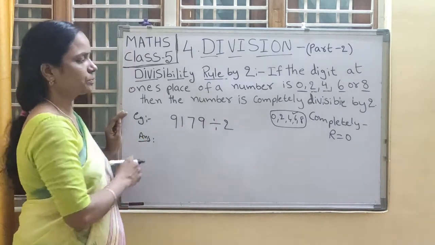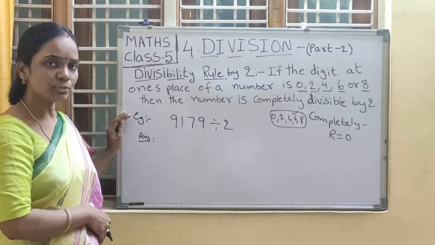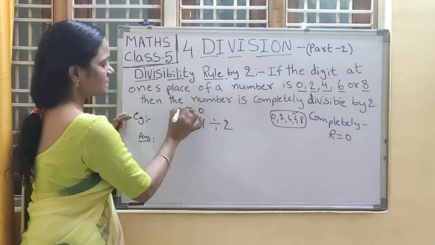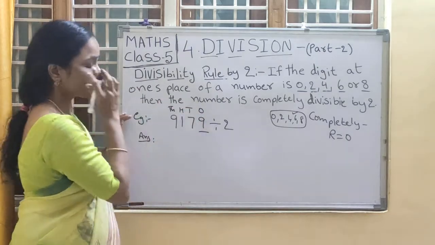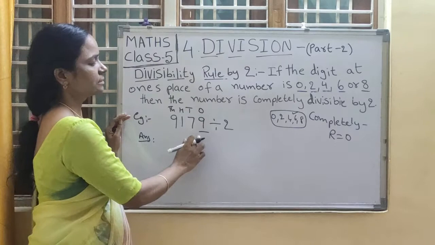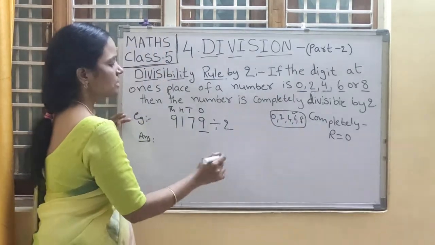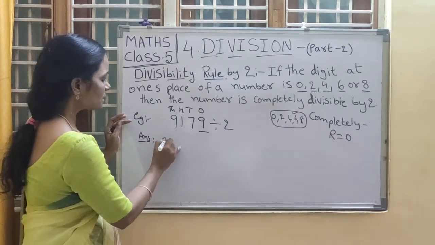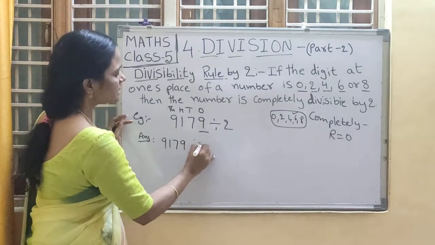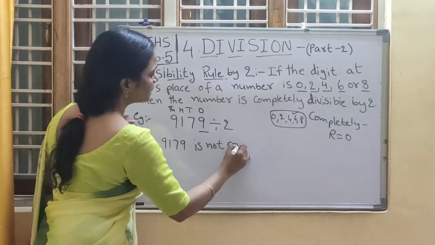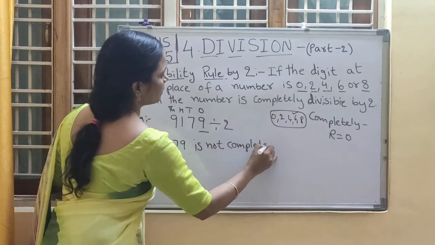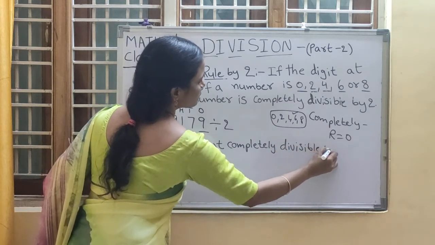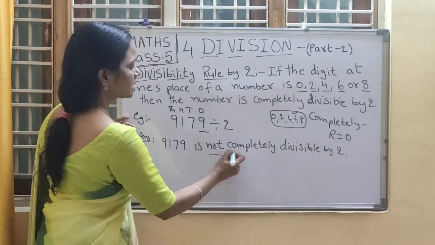9,179 divided by 2. Is this number completely divisible by 2? Yes or no? We check the digit at one's place: ones, tens, hundreds, thousands. The digit at one's place is 9, which is not among 0, 2, 4, 6, 8. So this number is not completely divisible by 2. Write down the answer: 9,179 is not completely divisible by 2.